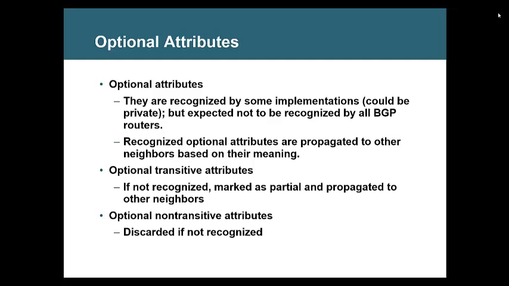Though it is an optional one, this particular product vendor says, no, we want to see it. We want to use it. We want every BGP update to come with that attribute. Optional transitive is equal to optional. If not recognized, it is marked as partial and used, propagated.